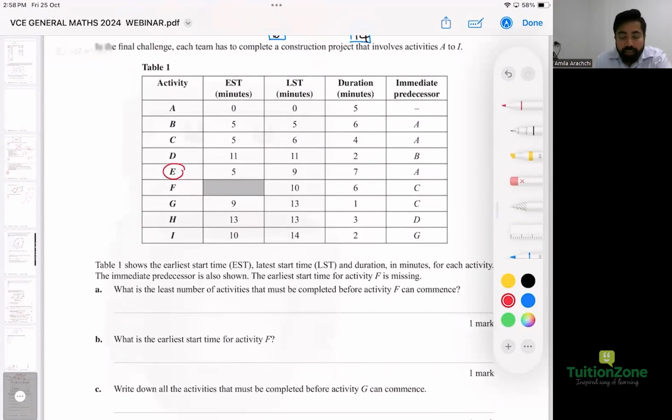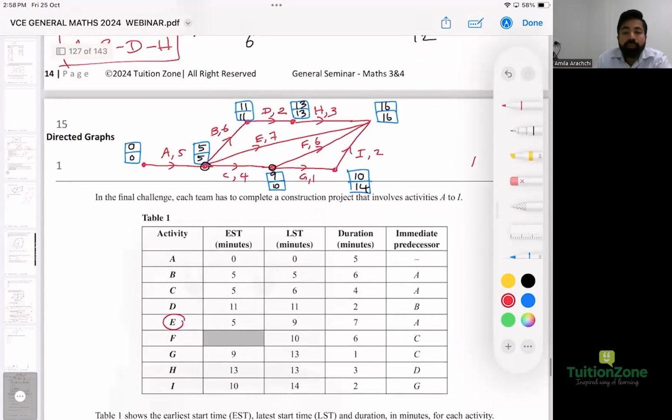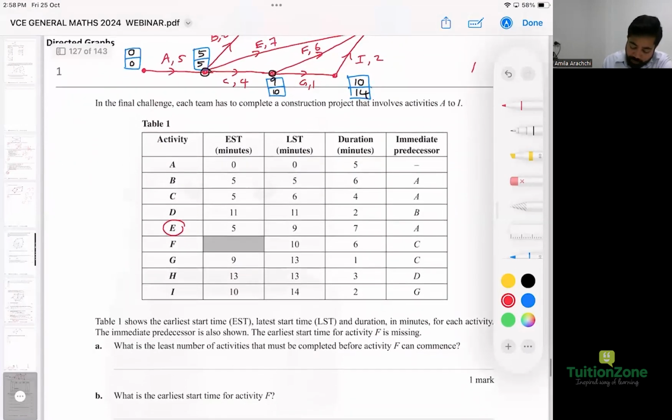Let's see. What is the least number of activities that must be completed before the activity F? Before doing the F, what needs to be completed? Just look at the whole diagram. To complete the F, what do you need beforehand? Before the F, we need to complete the C. But to complete the C, we need A. So literally, we need A and the C, right? We need the A and C.